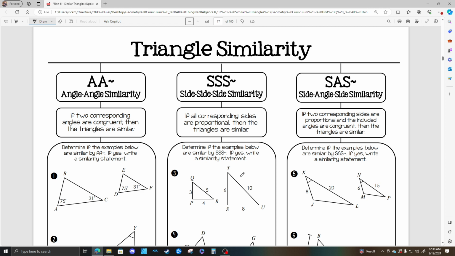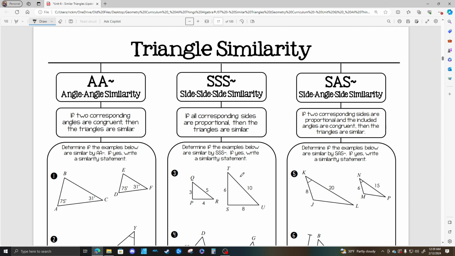Hello everybody. In today's video we are going to be talking about triangle similarity using angle-angle similarity, side-side-side similarity, and side-angle-side similarity. Now you'll notice a couple of these are similar to what we used for congruency, where we had side-side-side and side-angle-side, but in this case we also have angle-angle similarity.